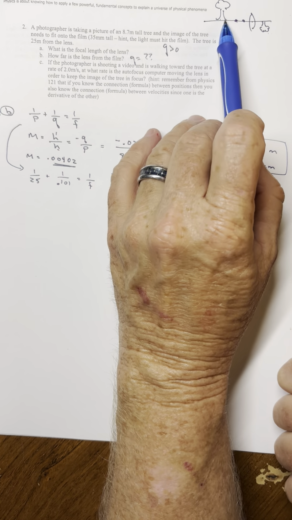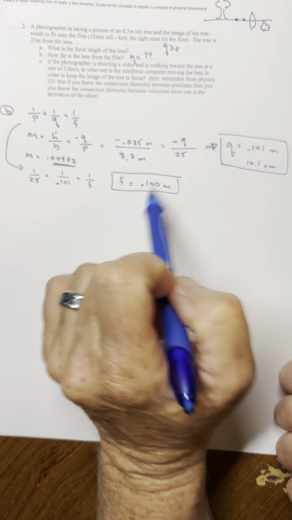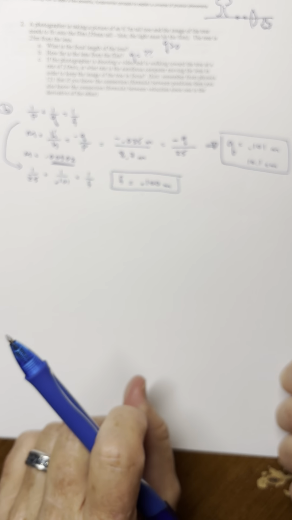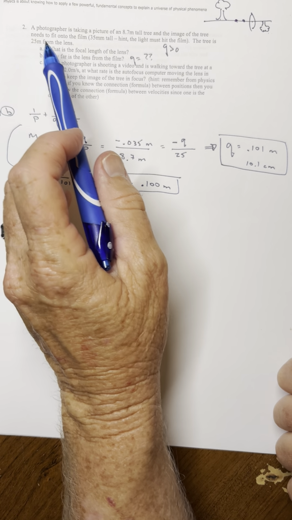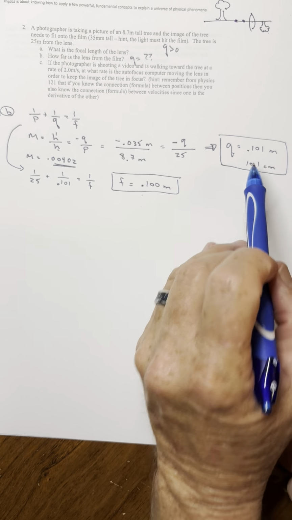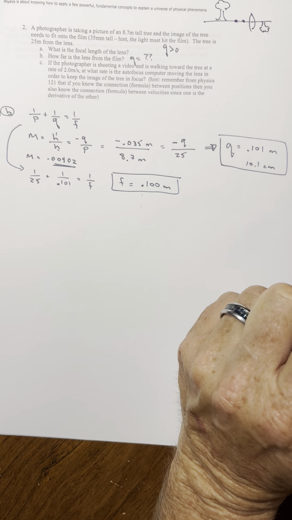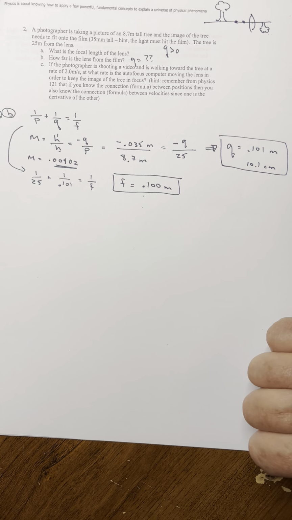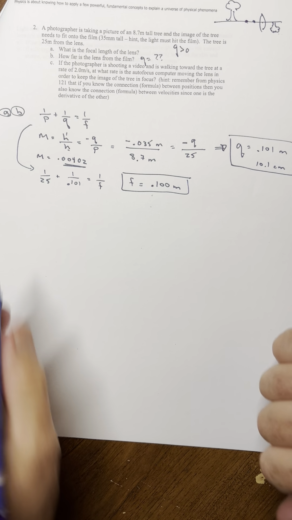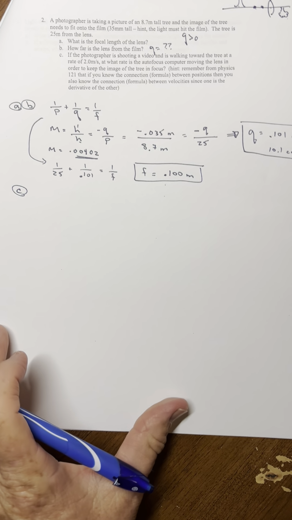In fact, if the object was infinitely far away, the f and the q would be exactly the same number. We're not infinitely far away, but 25 meters is pretty far compared to the 0.1. So it's not a surprise that these are almost the same and that the q is just a hair more than the f.